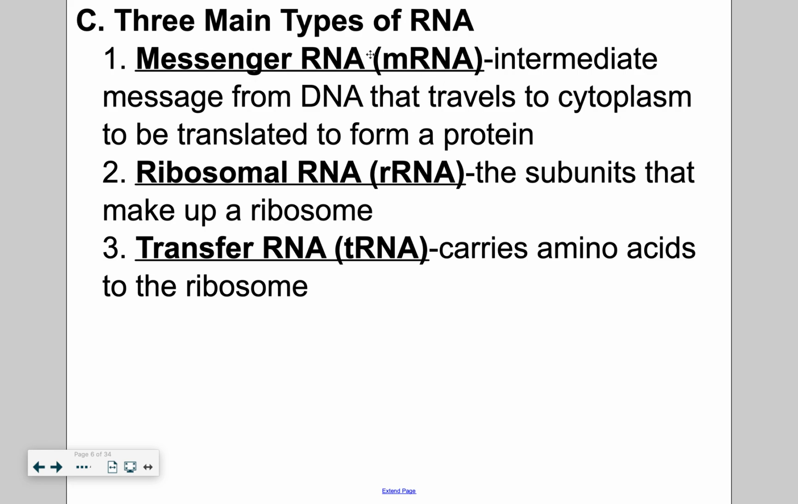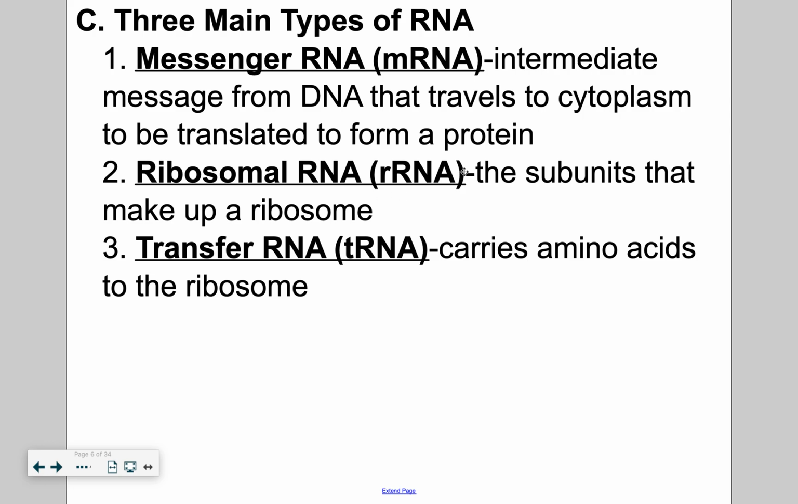Messenger RNA, and that's the one that's going to carry the message from DNA to the cytoplasm to find a ribosome so it can become protein. There's ribosomal RNA, or rRNA as an abbreviation, that makes up ribosomes. So ribosomes make proteins. And then we have transfer RNA, or tRNA, and their main job is to carry amino acids to the ribosomes. So I'm just mentioning this, just know that there are different types of RNA out there, and we're going to talk about all 3 of these, but we're going to focus in on messenger RNA.